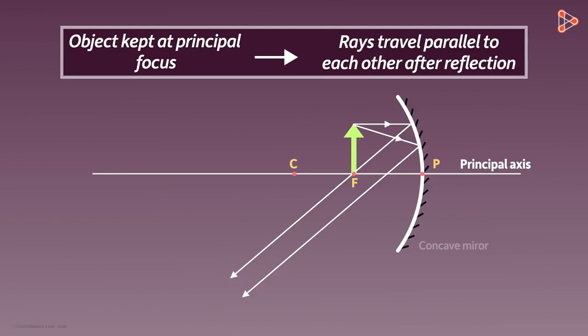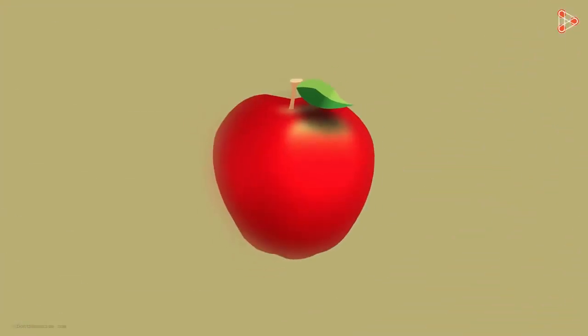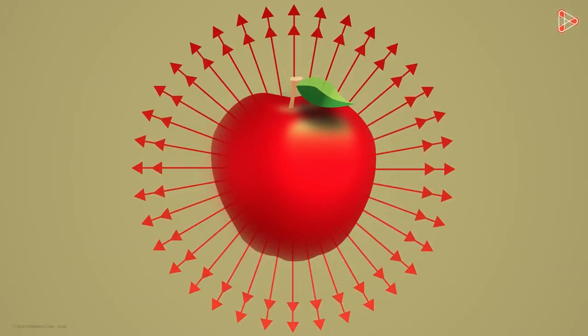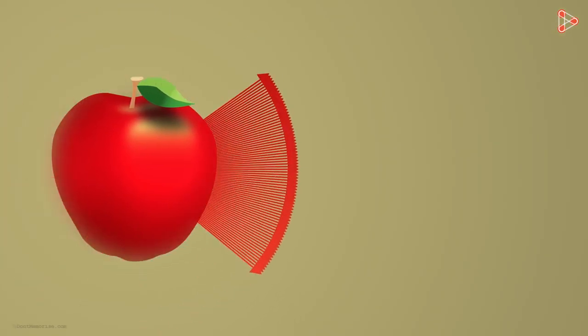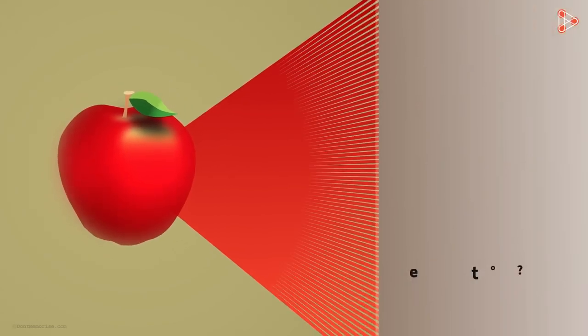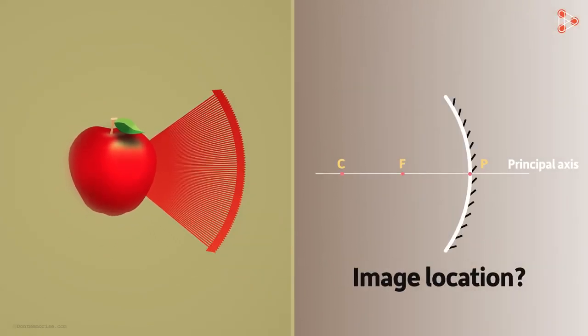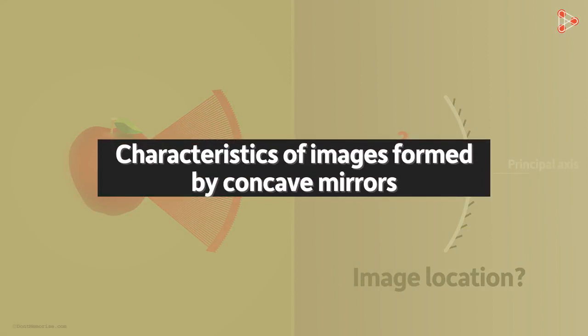I want to discuss one important point before I end this video. In reality, every object emits rays of light in all possible directions. Or to be more specific, from any point on an object, infinitely many rays of light travel in all the possible directions. But then, where will the image of the object be formed? Is it formed on the principal focus again? In the coming videos, we will learn the characteristics of images formed by concave mirrors.